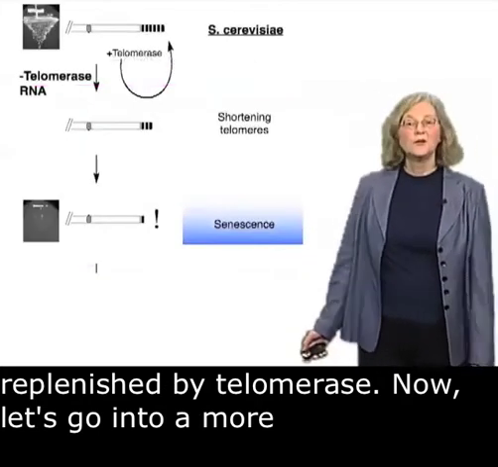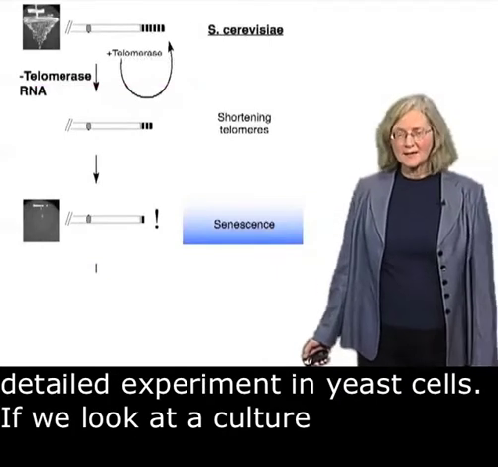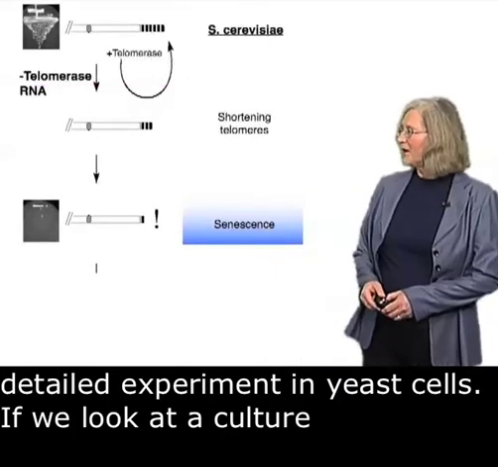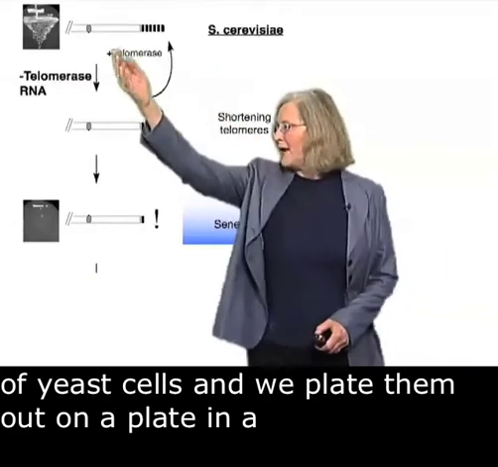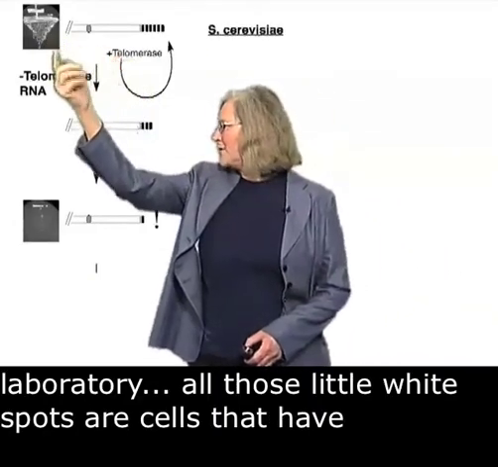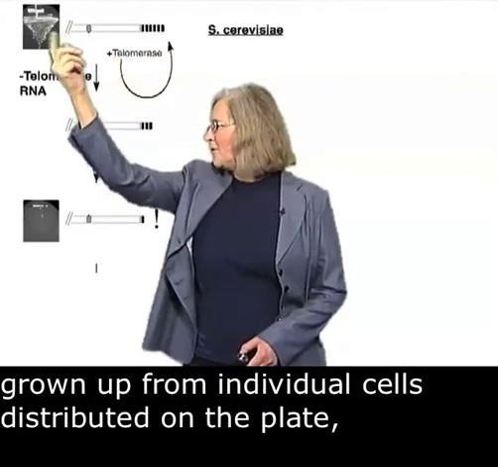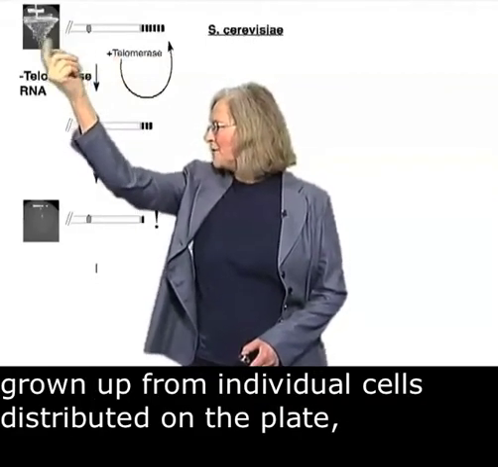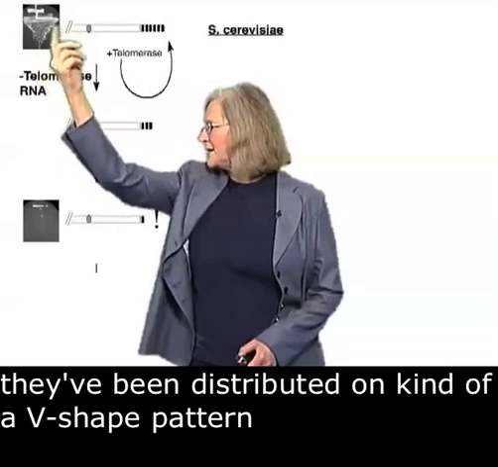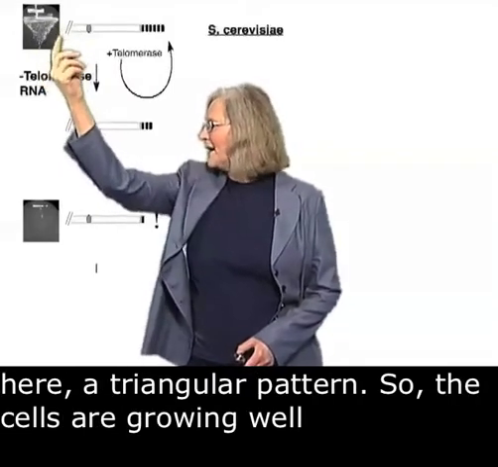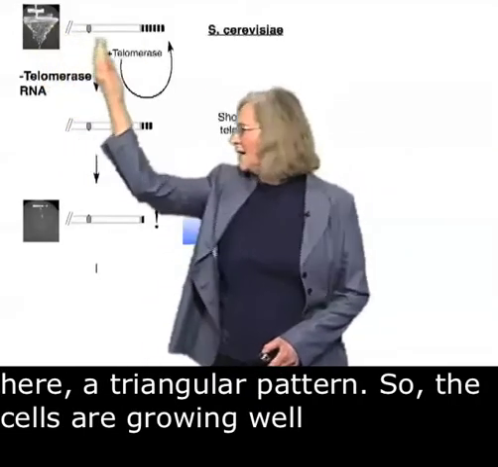Now, let's go into a more detailed experiment in yeast cells. If we look at a culture of yeast cells, and we plate them out on a plate in the laboratory, all those little white spots are cells that have grown up from individual cells distributed on the plate. They've been distributed in a kind of a V-shaped pattern here, a triangular pattern. Okay, so the cells are growing well normally.